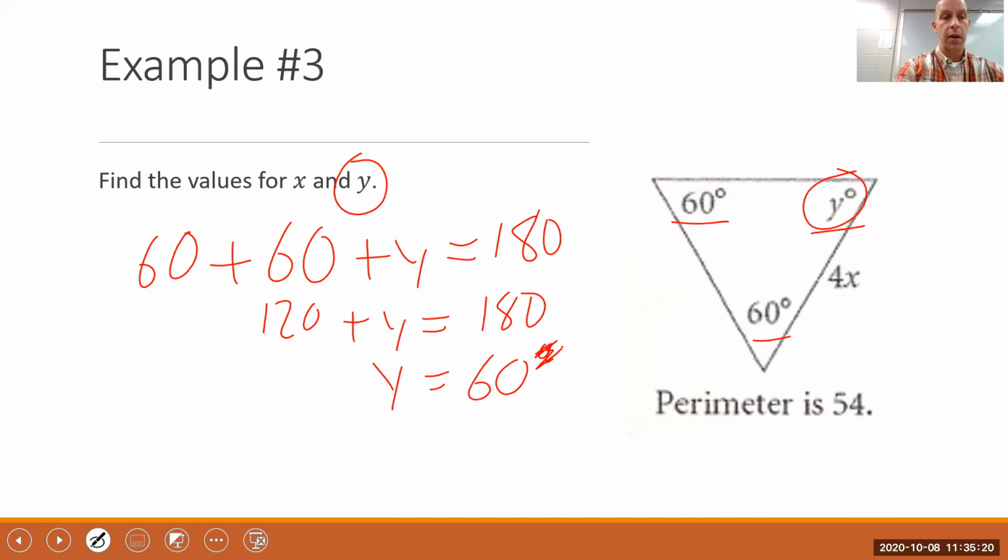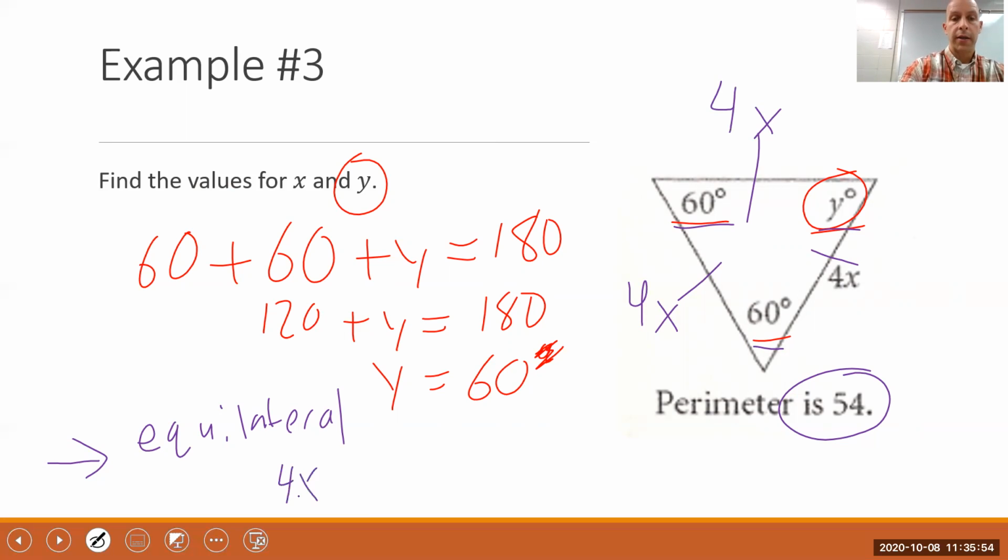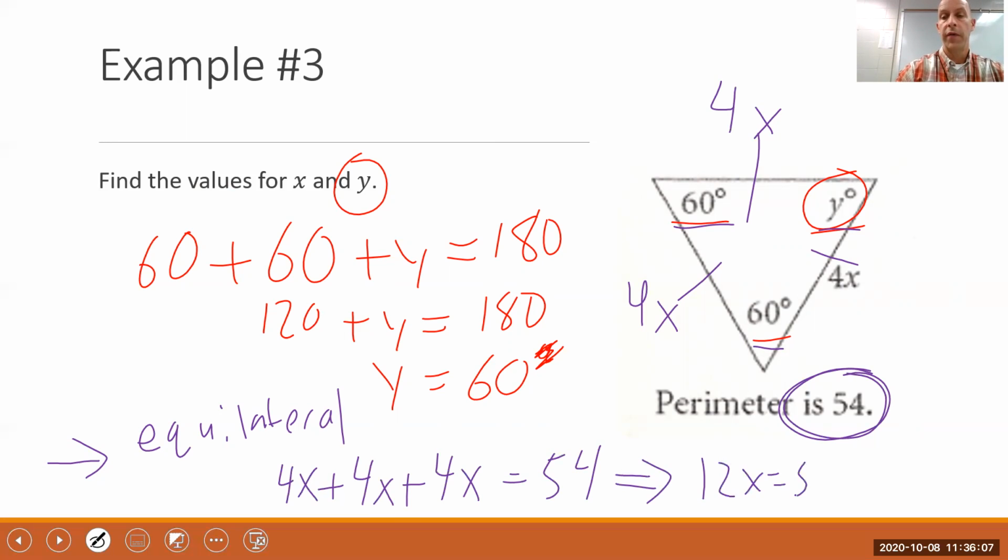Oh, now that's interesting. If all 3 angles are 60, in other words, they're all equal angles, that implies that it has to be equilateral by our previous theorem on the last slide, which means that this segment has to be congruent to this segment, has to be congruent to that segment. And we know that all three segments have to add up to 54. So if this is 4x, this also has to be 4x, and this also has to be 4x. So we're going to get 4x plus 4x plus 4x. The three sides have to add up to the total perimeter, which is 54. In other words, 12x is equal to 54.